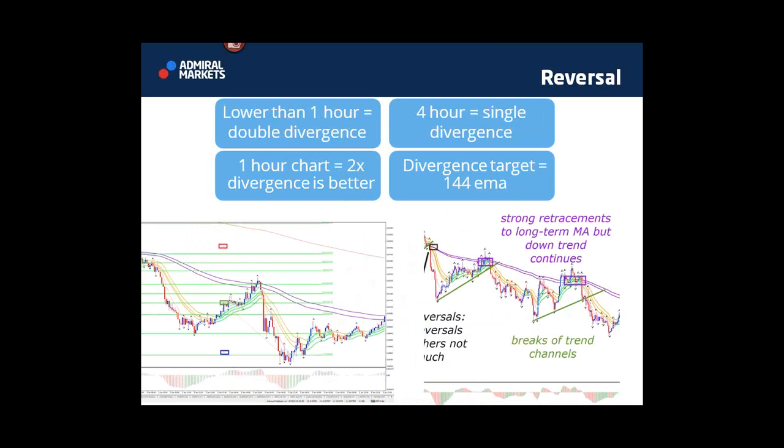So, the third thing for reversal is the presence of divergence. Lower than an hour, double divergence or even triple divergence is very important. On an hourly chart, a single is not bad, but a double is better. Whereas lower than an hourly chart, I think it's crucial that we have double or triple. On a 4-hour chart or higher, a single divergence is very often enough, but not always.